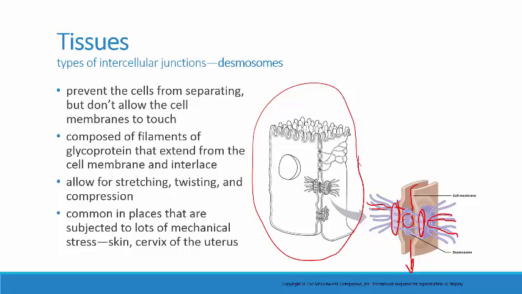And so we find desmosomes in places where the cells are going to be subject to a lot of mechanical stresses, a lot of pushing and pulling and stretching. And so the skin has not just tight junctions, but also desmosomes that allow for the cells to be stretched some. Also the cervix of the uterus, which also has to do a lot of stretching if we think about giving birth. And so desmosomes there allow the cervix to really stretch.